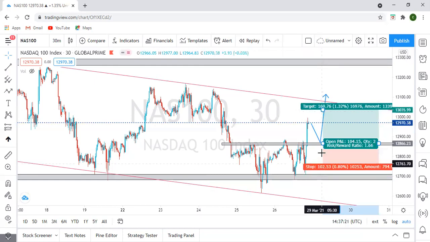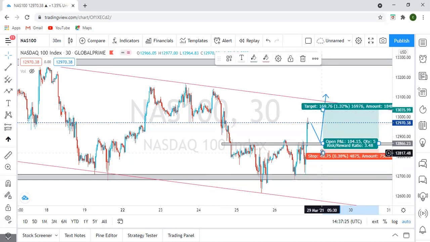If we manage to get a retest, we can make this trade break even. So if we get a retest, your stop loss is gonna be me. You know that I like to adjust my stop loss.